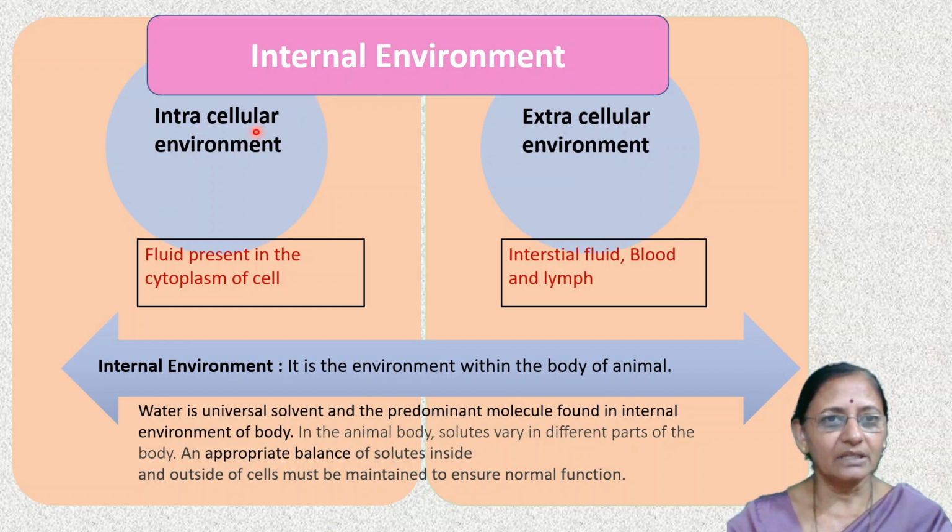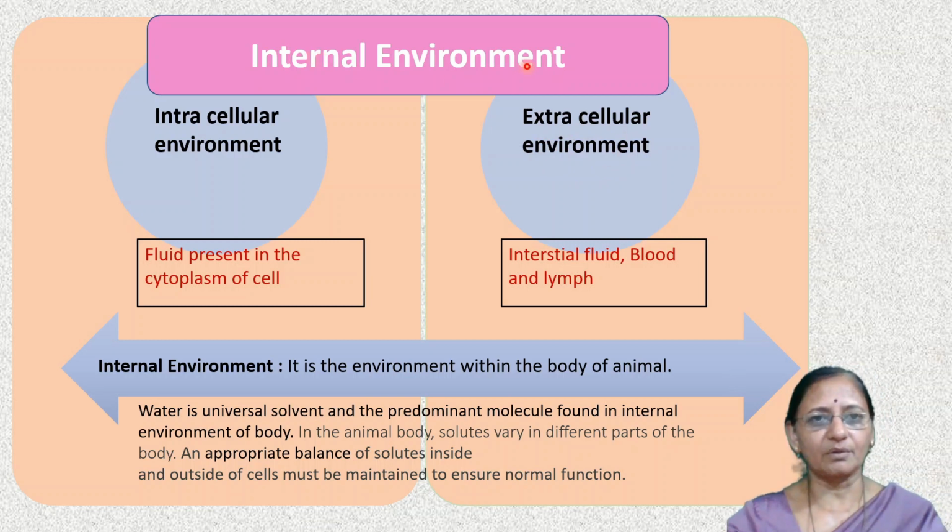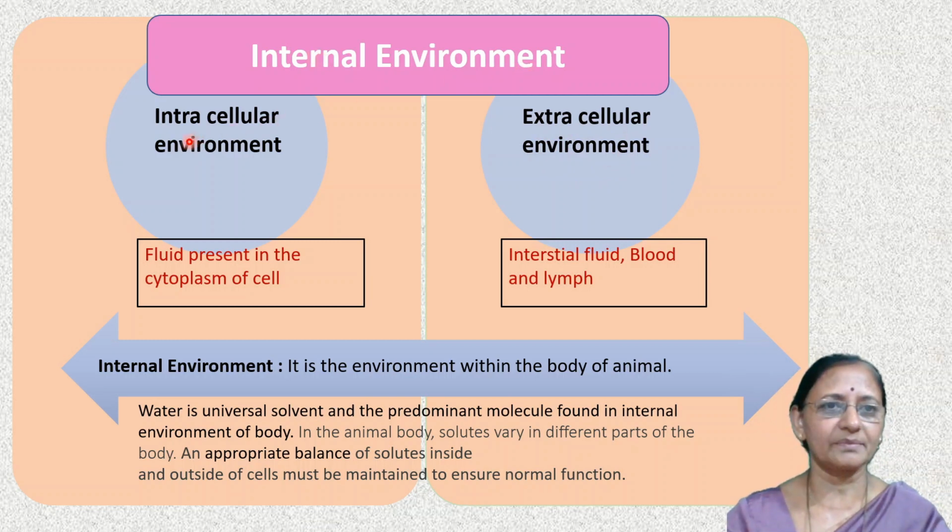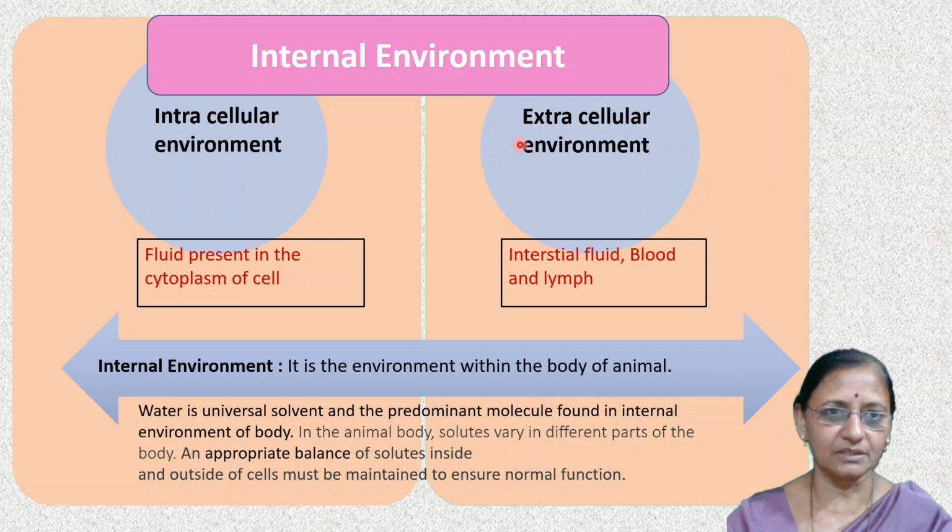In the body, there are many cells, or in a unicellular animal, there is a single cell. The environment within the cell is the intracellular environment. And the environment within the body, outside the cells, is called the extracellular environment. Thus, internal environment is divided into two types: intracellular environment and extracellular environment.